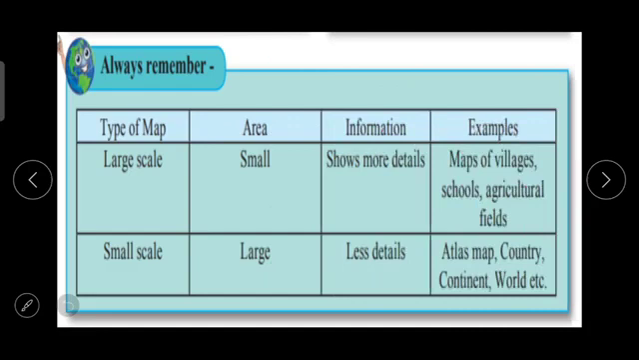Now again, in a large scale map the area is small, and in a small scale map the area is large. It's vice versa. If it is a large scale then the area will be small, and if it is a small scale then the area will be large. Large scale maps show information in more detail, and small scale maps show less detail. Examples of large scale maps are maps of villages, schools, agricultural fields. And examples of small scale maps are atlas maps, country, continent, world maps, etc.